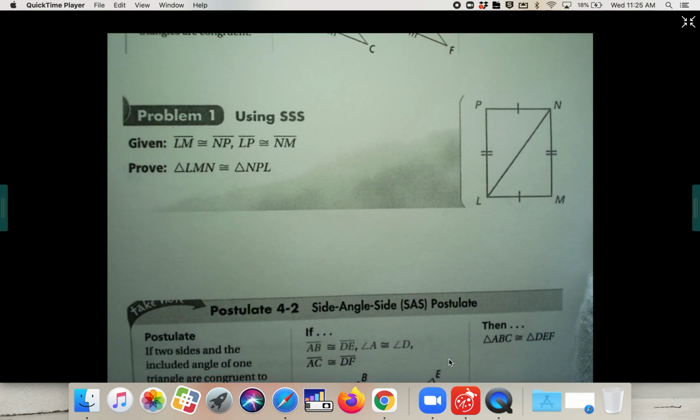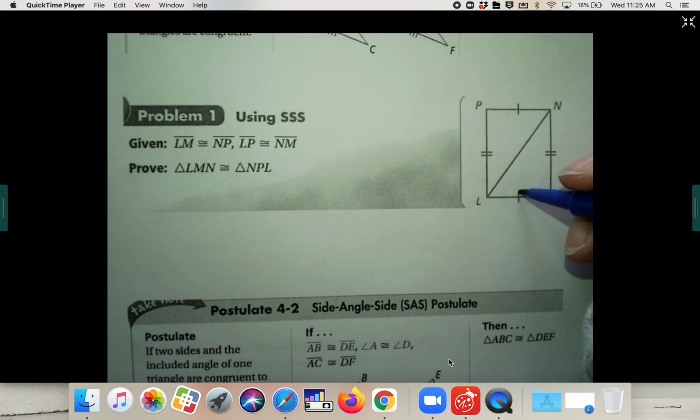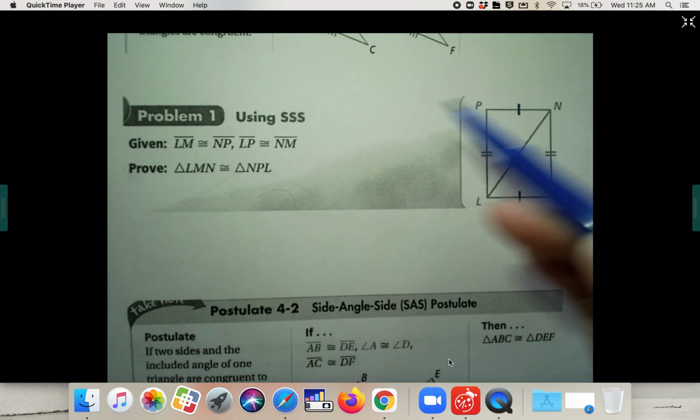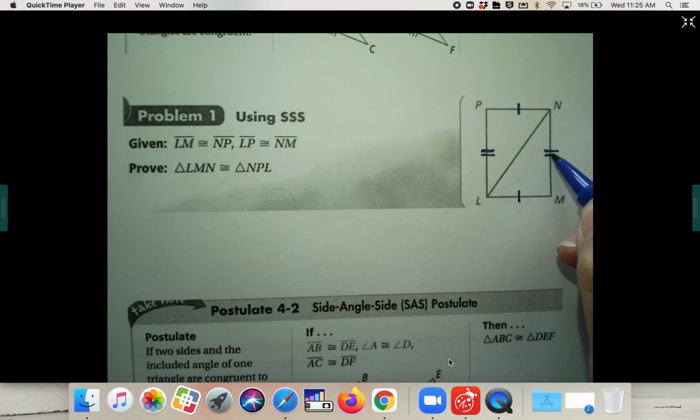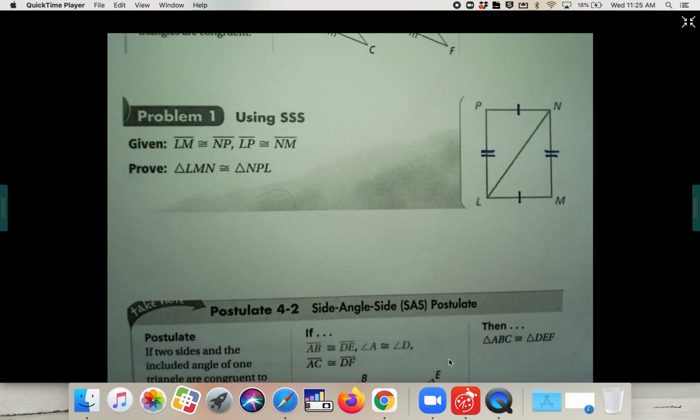Okay, so here's an example problem of using side, side, side. They have given to us 2 of the sides. They gave us that LM is congruent to NP, so they've made one little hash mark here, it's already given. And then they've told us that LP is congruent to NM, so they've given it 2 little hash marks here. So we're trying to prove that the triangles are congruent to each other, and we're trying to use side, side, side. So we have 2 of the 3 sides, but we're missing this 3rd side.